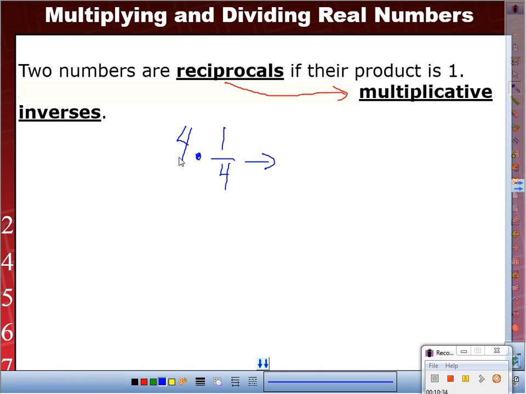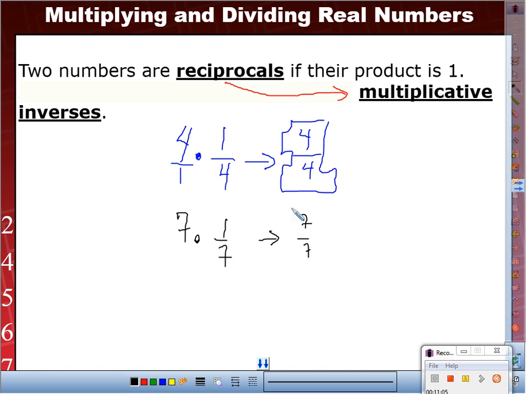Let's see. How do I do this? Times 4 over 1. This becomes 4 over 4. And what is 4 over 4? 1. So their product is 1. That's why this is a reciprocal of that. Let's do another one. How about 7? Think about it. What would be the reciprocal of 7 that gives me 1? Taylor. 1 over 7. That gives me 7 over 7, which becomes a giant 1.